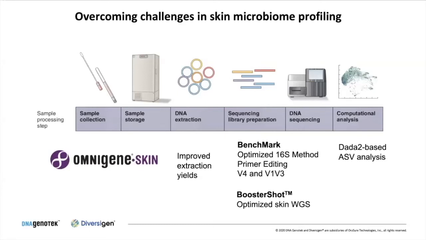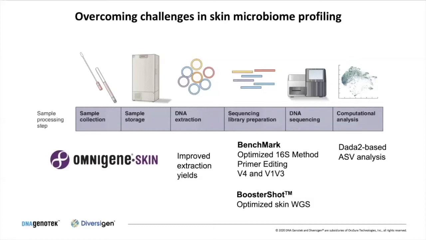And then I've told you about the work that we've done to optimize 16S profiling methods, in particular incorporating primer editing, which allows you to expand the number of taxa that you can detect with a given primer set. And for skin, this is really critical, at least when using V4, because it allows you to detect Cutibacterium acnes, which normally would drop out of this analysis.